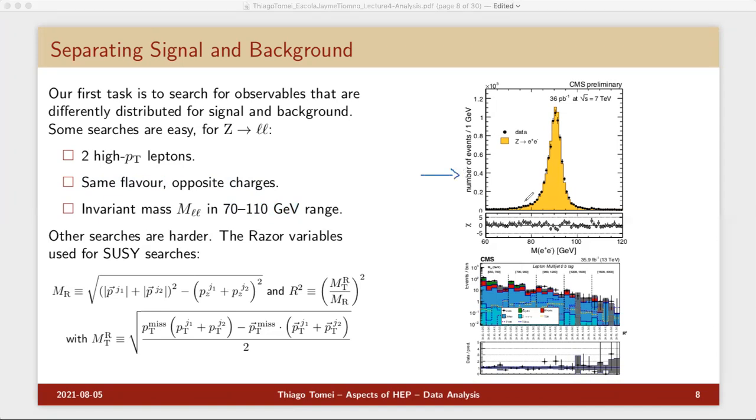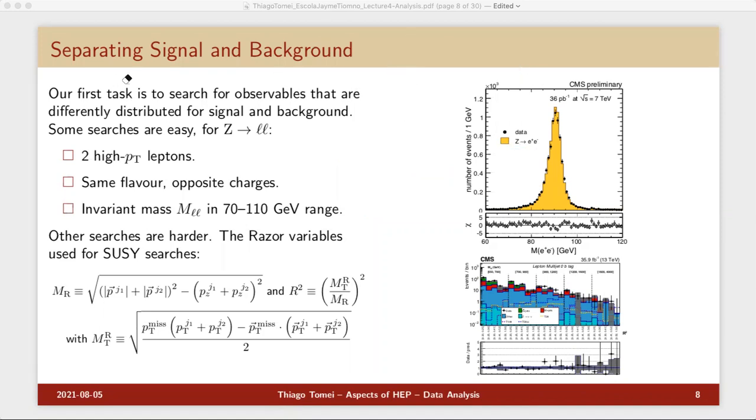Look here. This is the data. And this is Z to 2 electrons Monte Carlo simulation. It's extremely pure. If you just do this, you will have a sample of events which are almost completely dominated by Z. So this is easy.